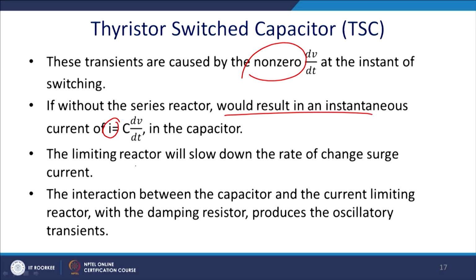And to limit this current, what does it do? This limiting reactor actually limits this current. The limiting reactor will slow down the rate of change of the surge current. For this reason, we have to put a small inductor to limit the high rise of the I equal to C dV/dt. The interaction between the capacitor current and the limiting reactor with damping resistance produces the oscillatory transient. And the control system, this is a domain of research, is trying out actively damping this oscillation.